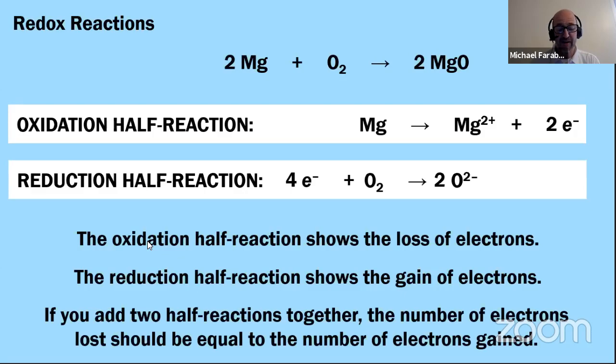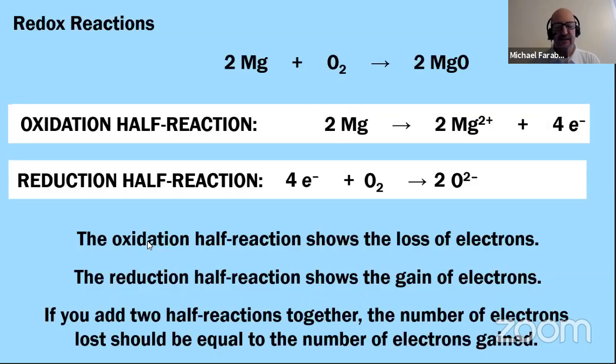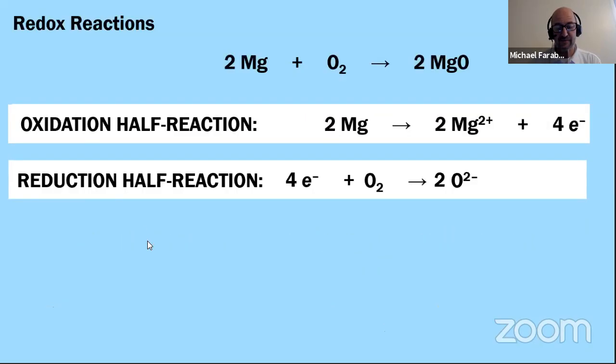So if you're going to add 2 half reactions together to get an overall equation, the number of electrons lost should be equal to the number of electrons gained. So I'm going to have to multiply my oxidation half reaction by 2. So now it looks like this to get the electrons to cancel out. And if you add these 2 equations together, I get 2Mg plus O2 makes 2 formula units of magnesium oxide.